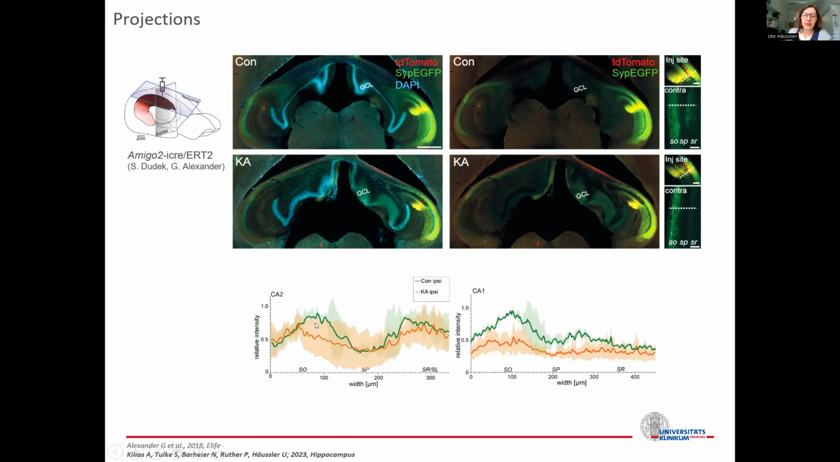And this is for the ipsilateral side, where under control conditions we see a strong intensity in SO and a strong intensity again in SR or SL. Under the kainate condition, this is a bit weaker. In the contralateral hippocampus, if we normalize to the intensity in the ipsilateral hippocampus, as this might be different due to the dispersion and some cell loss in CA2, we see basically a comparable pattern between kainate and control. While in CA1 there is a difference, in particular on the ipsilateral side of the CA2 projections, which aligns nicely with the loss of CA1 pyramidal cells.